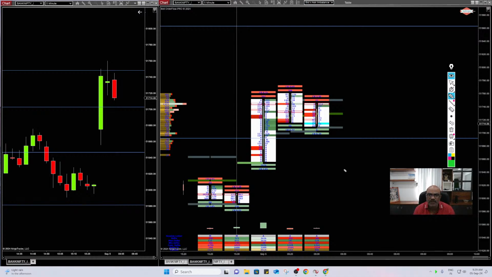Market should reverse from here if it is not breaking the blue line here. This is acting as a support now. This line is acting as a support. This is the kind of resistance.